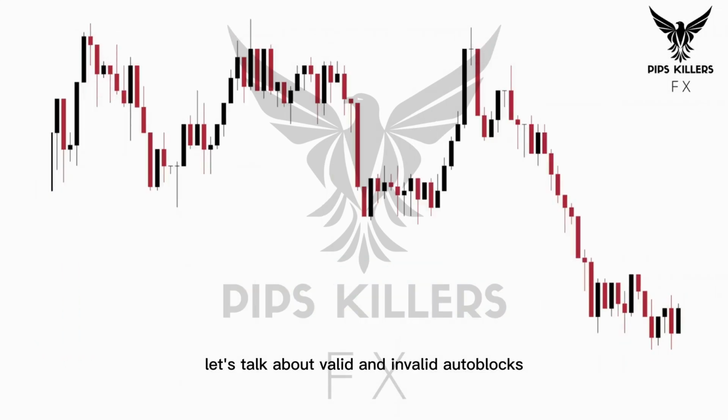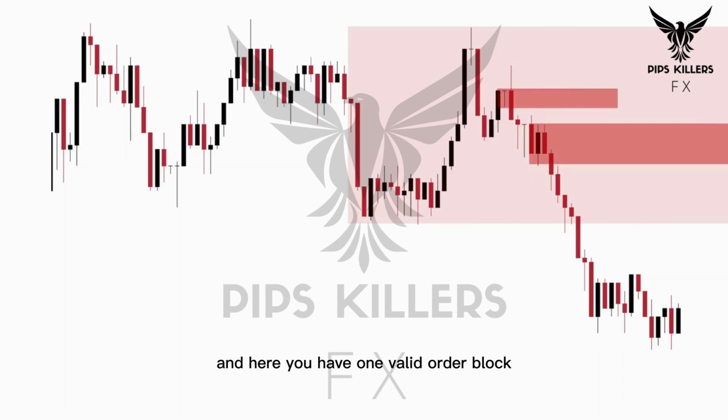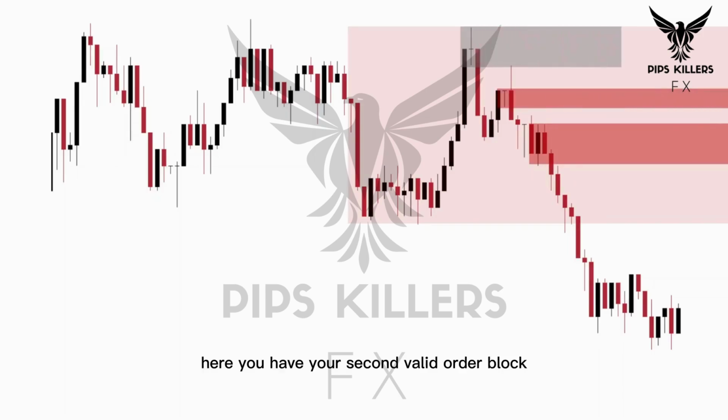Let's talk about valid and invalid order blocks. Here you have your shelf, and here you have one valid order block, here you have your second valid order block, and here you have your invalid order block. Why is it invalid? Because it's a mitigated order block. What does mitigated mean? That means it's already been used prior to the shelf forming. So this order block is no longer valid, and if price does approach this level, it will more than likely run through it. So this invalid, mitigated order block turns into liquidity.